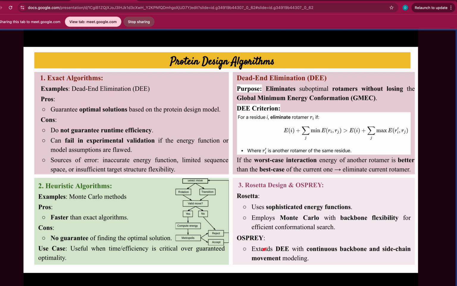Then in OSPREY, we extend the DEE, which is dead end elimination, with continuous backbone and side chain movement modeling. Because in these rotameric forms, we are limited to only the phi psi angles. But in this, we will also be looking into the side chain movement as well, so chi will also come into the picture. So ultimately the results obtained will be better and more confident for the particular protein structure stability.